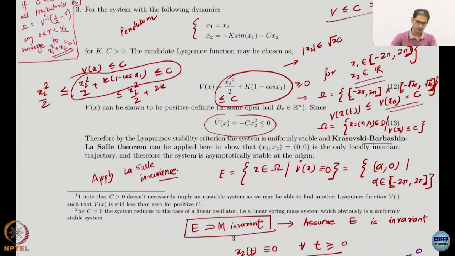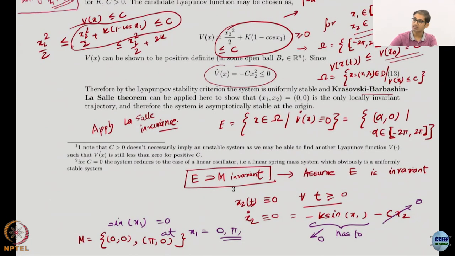After that it is very straightforward. V is positive definite, V dot is negative semi definite in the domain. And after that, the same analysis goes through. This analysis is not changing. The set E, or in this case the set S, whatever you want to call it, is going to be exactly the same, because V dot is exactly the same. So this set is the same. If this set is the same, the set M is the same without this guy, because minus pi to pi does not contain pi at all. Minus pi to pi open set.